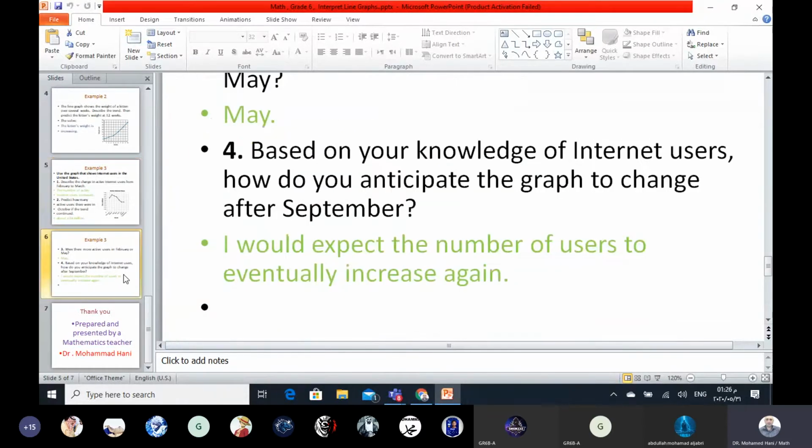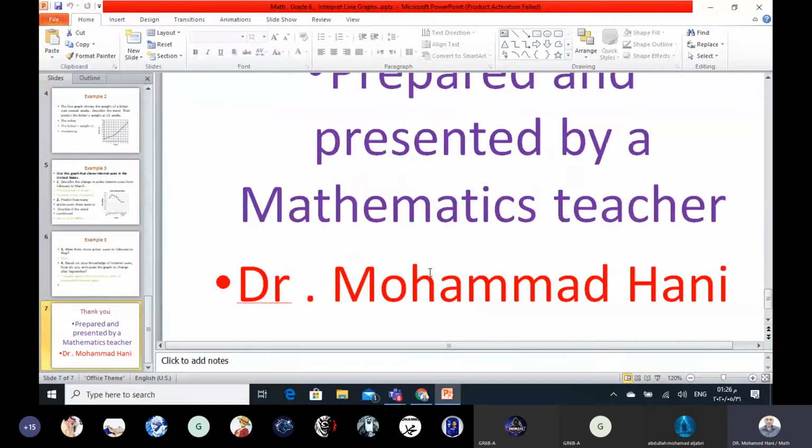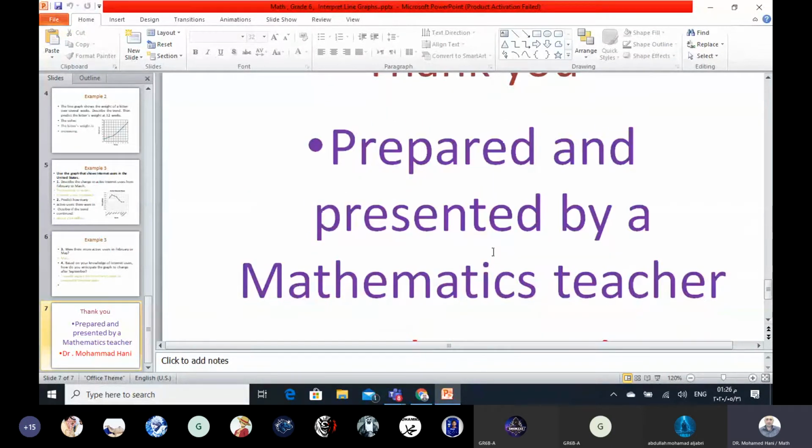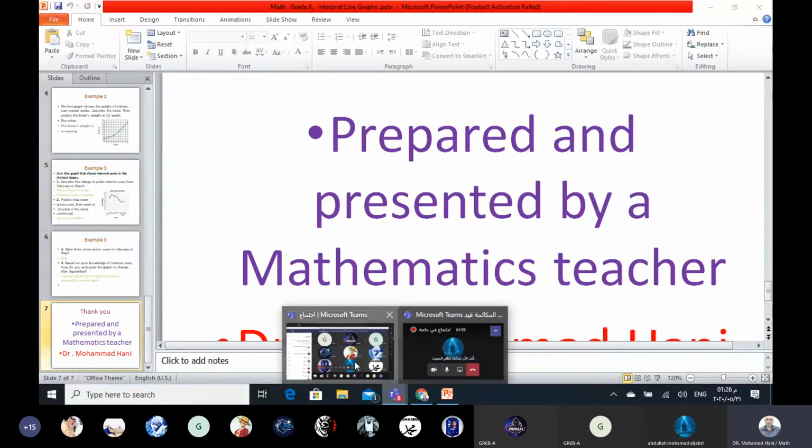So this is our lesson today. It's a very easy lesson. Today we learned the meaning of interpreting a line graph, how to draw the graph line, and how to read the graph line. Now, who has a question for our lesson today?